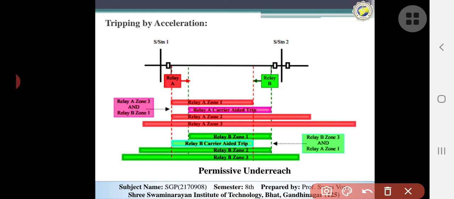Transmit the signal. So in general, in the acceleration carrier scheme, the signal received from the opposite end extends the reach of zone 1. यानी कि अगर फॉल्ट यहाँ पे हुआ तो यहाँ से जो जोन 1 है, यहाँ पे जो जोन 1 है वो कंसिडर करेंगे, so that 80% to 120% of the length of these sections is protected.